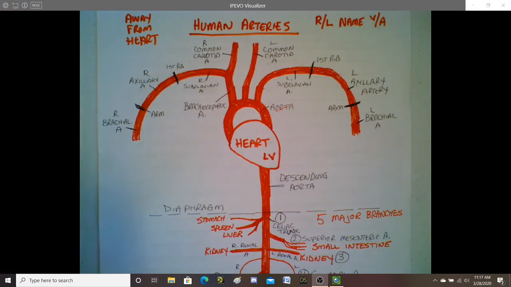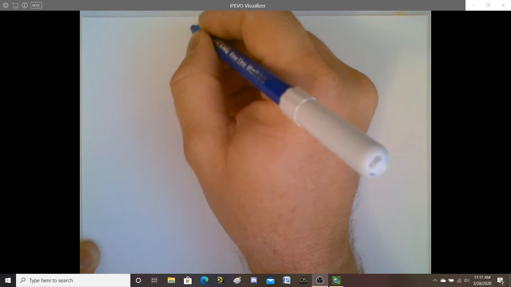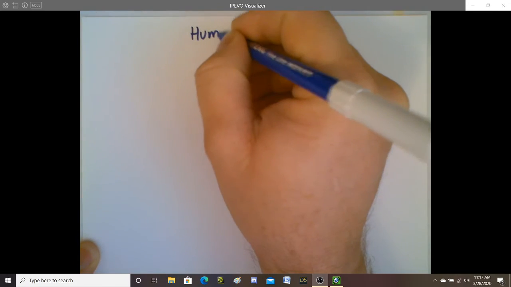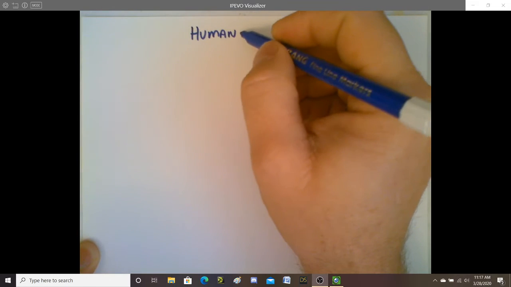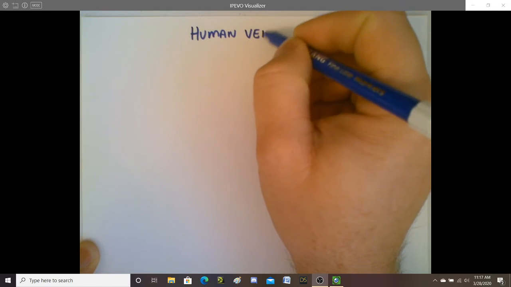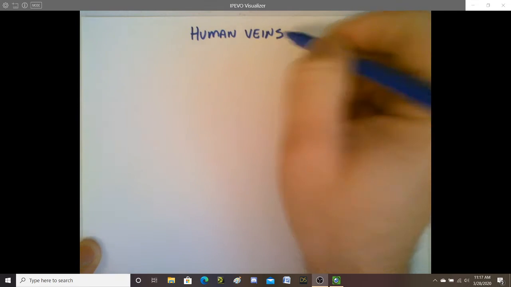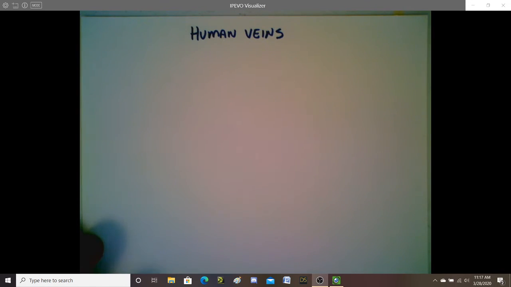Alright, so I've got my human artery road map. We're going to move this aside, and we're going to grab a new sheet of paper for our veins. Now, I'm going to use a blue marker because most of the time veins are going to be represented in our lab by a blue color. Remember, there is an exception to this, which is the pulmonary vessels. The pulmonary vessels are going to be switched in color.